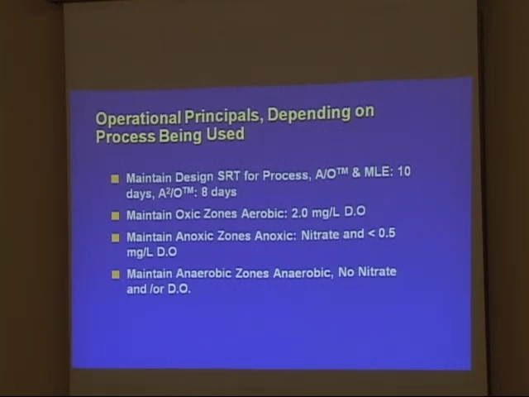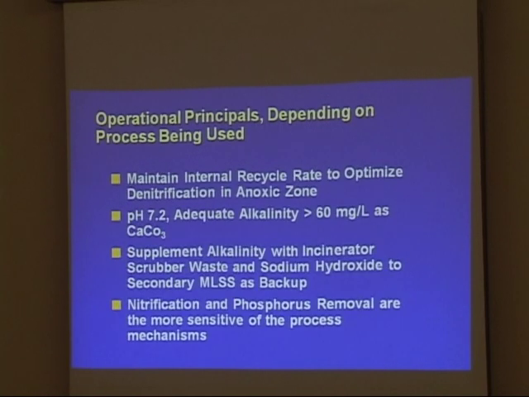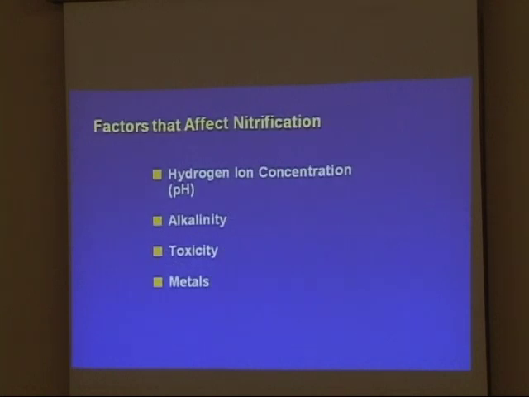So we already know about an anoxic zone, it's less than 0.5 milligrams per liter DO. And like I said, I've been seeing 0.1, 0.2. And you're going to maintain anaerobic zones, anaerobic, no nitrate or DO. So you have no DO in your anaerobic zones. Internal recycle rate, optimize it, pH, alkalinity. Supplement your alkalinity with incinerated scrubber waste and hydroxide. Nitrification and phosphorus removal are most sensitive to the process mechanisms.